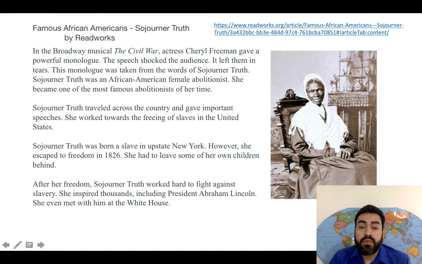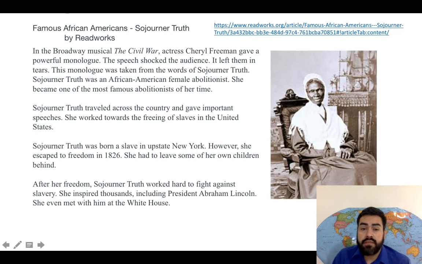Sojourner Truth was born a slave in upstate New York. So again, I said upper states. New York is an upper state, but there was a time when it also had slavery. So at this point in history, there's still slavery going on in the northern states. Sojourner Truth was born as a slave in upstate New York. However, she escaped to freedom in 1826. She had to leave some of her children behind.